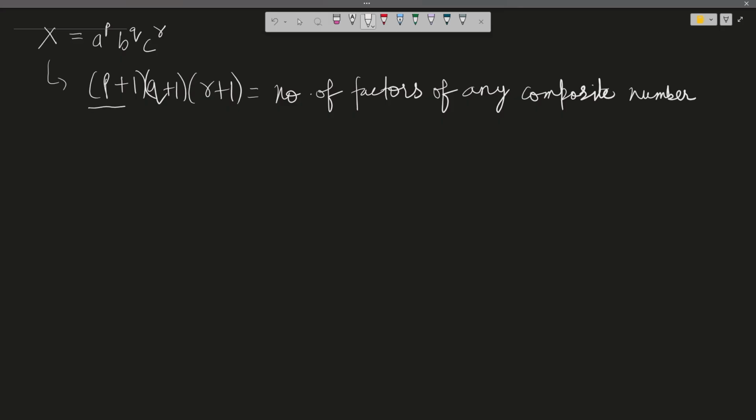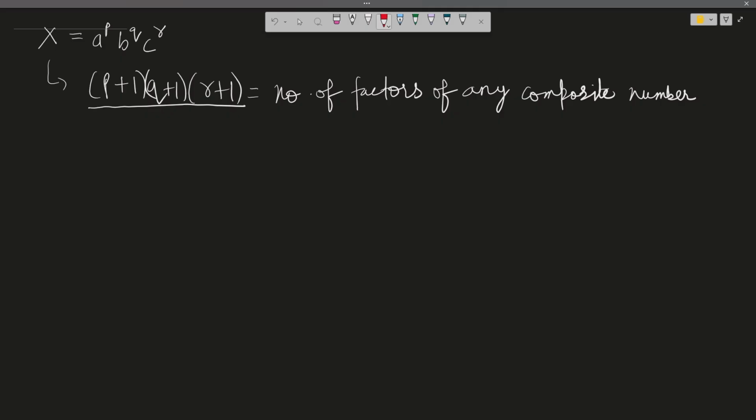Now the question arises how such a formula has been arrived at. It is not much difficult to understand, but understanding it with an example will be much easier for us so that we can reach this formula, right?